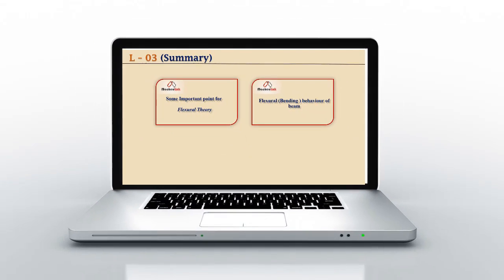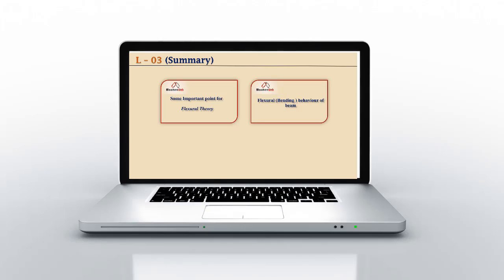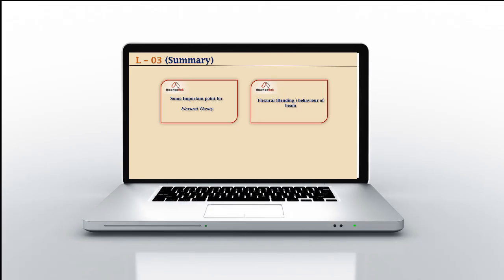In the next lecture, we will start the actual design problem with working stress method, where we will be practically dealing with theoretical concepts learned.